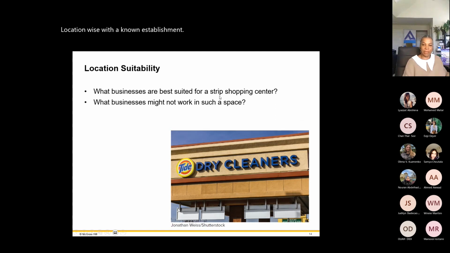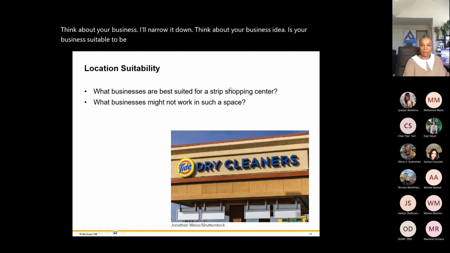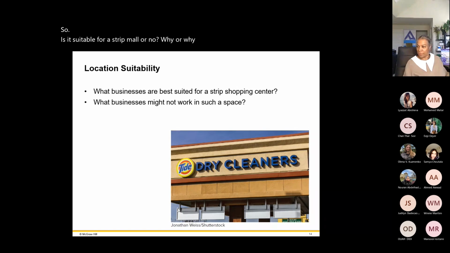So let's think about this and think about your business. I'll narrow it down. Think about your business idea. Is your business suitable to be in a shopping center? Why or why not? So we have four business ideas. Is it suitable for a strip mall or no? Why or why not?